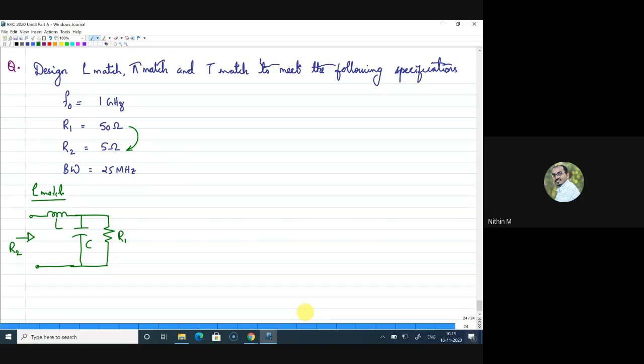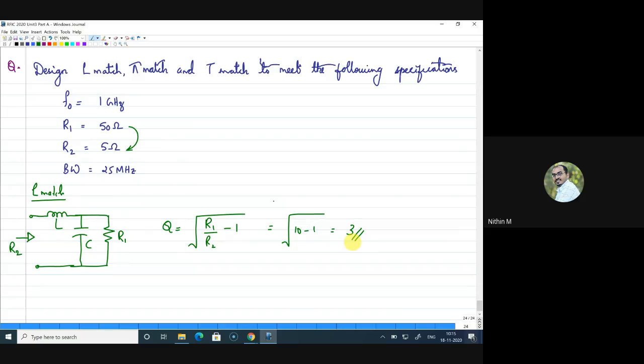As we discussed in the case of the L match, here the Q factor is decided by the impedance transformation ratio. So from the network, I can say the Q factor of the network will be equal to the square root of Rp by Rin minus 1, which is R1 by R2 minus 1. So this is equal to the square root of 10 minus 1, which is equal to 3.